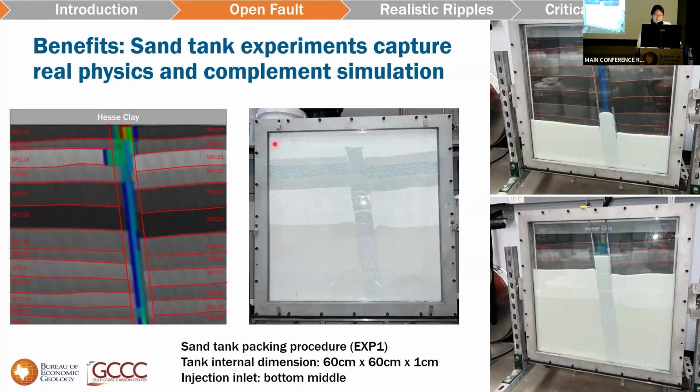And notice that for this very first experiment, we packed the layers all the way out to the edges of the tank. So as a result, we have essentially closed boundary conditions at the left and right edges of the tank.